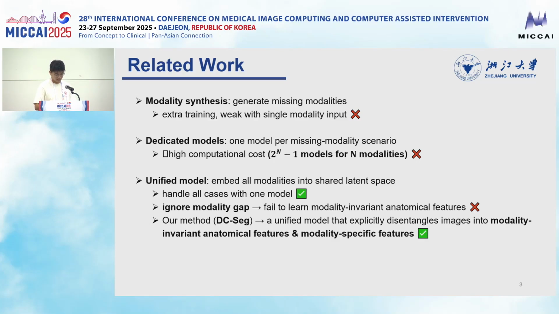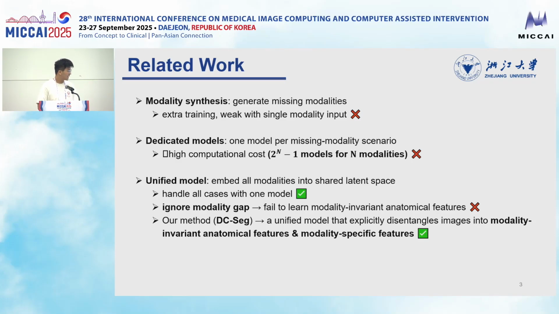The second is training multiple dedicated models for each missing modality scenario. This method can achieve good performance, but is very costly, since it requires up to 2 to the power of n minus 1 models for n modalities. The last one is the unified model, which embeds all modalities into a shared latent space, and then performs feature fusion for downstream tasks. This method can handle all missing modality cases with a single model.